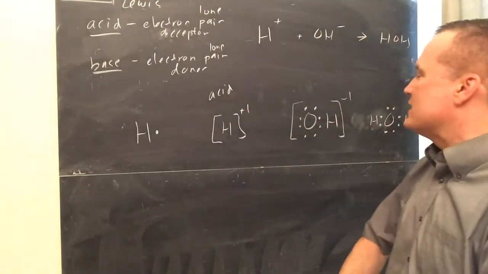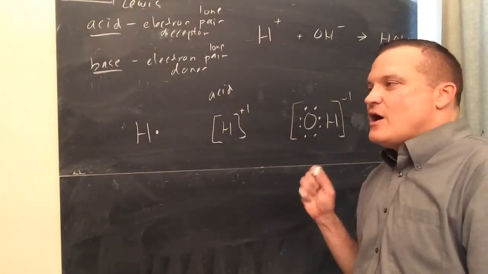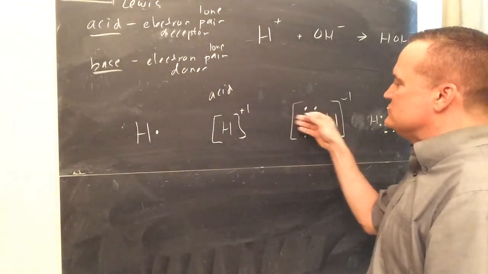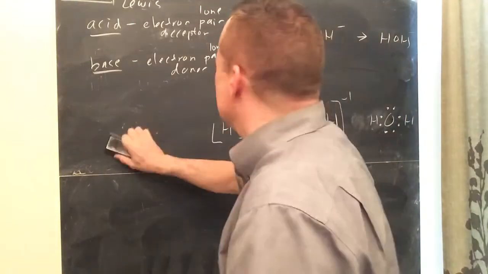Actually, there's a word for that. It's called a coordinate covalent bond. A coordinate bond is when all the electrons in the bond come from one species. These two donated it to the H plus. You could think of it that way, I guess, but I'm kind of jumping ahead to some stuff.